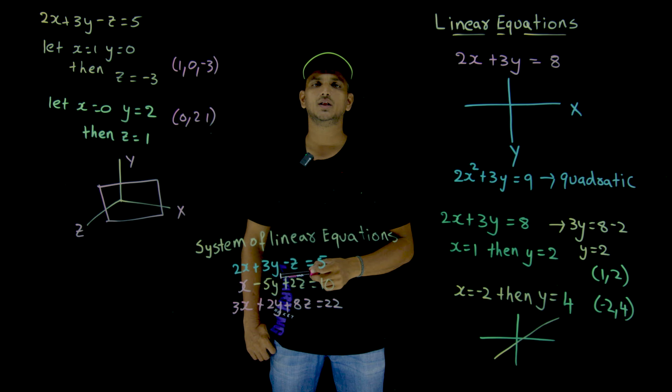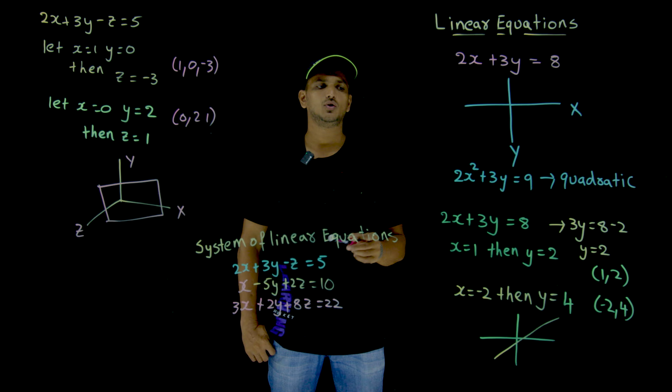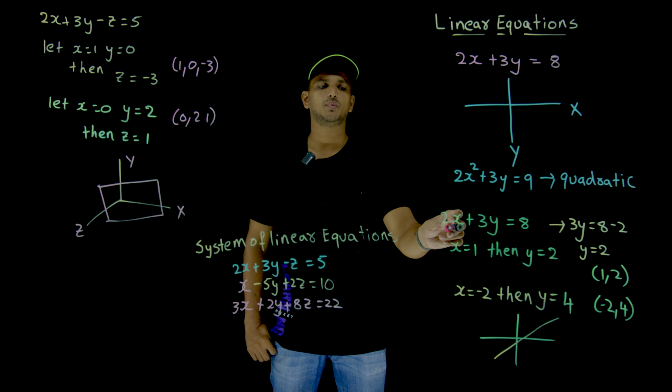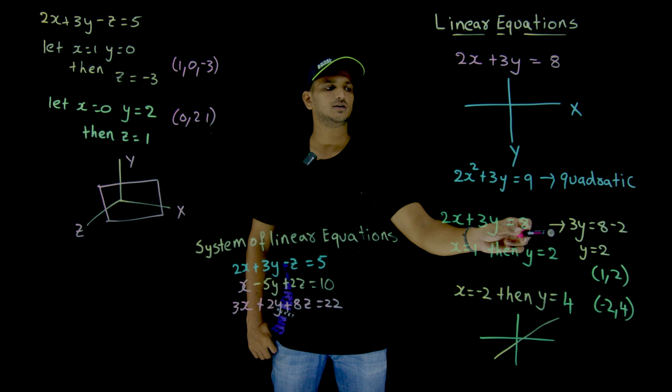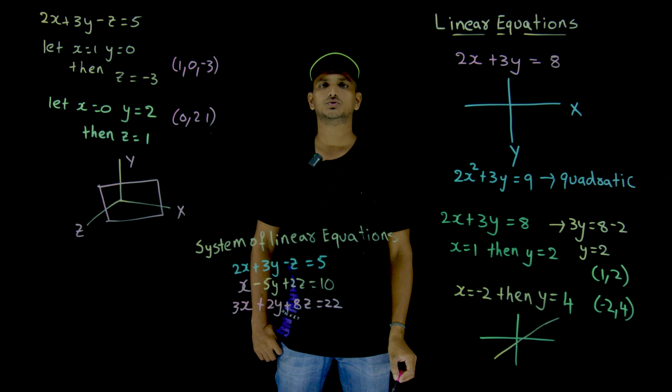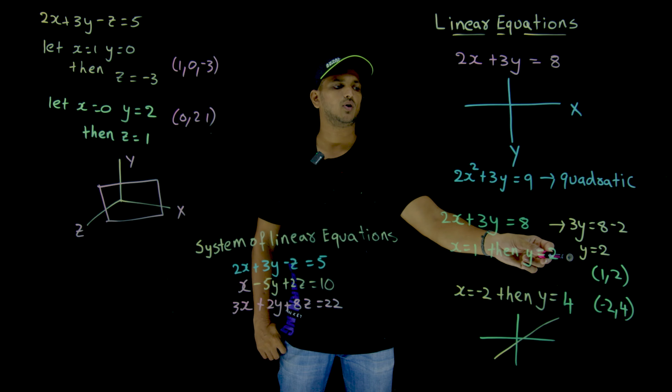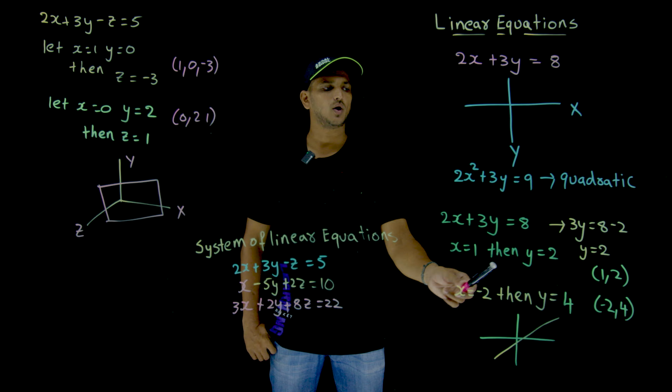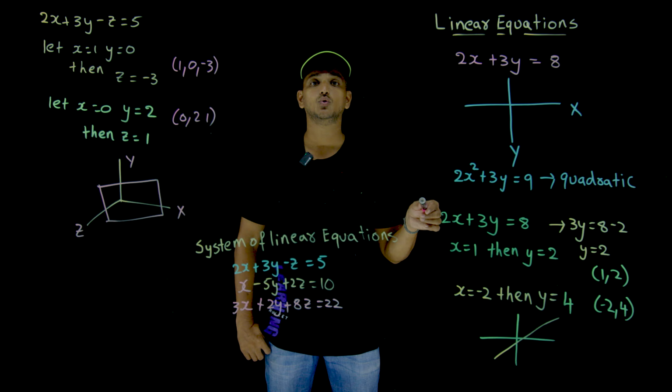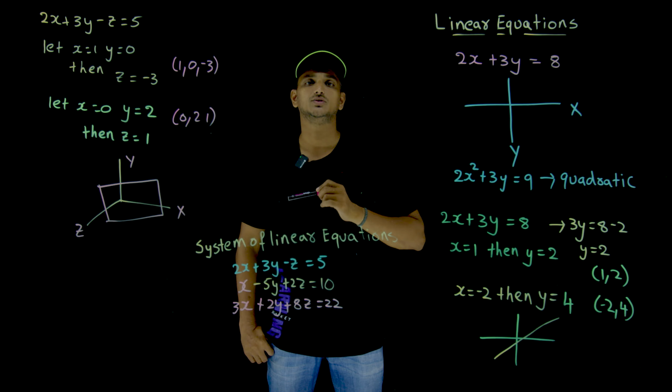Substitute x is equal to 1 in this equation: 2 multiplied by 1 plus 3y is equal to 8. 3y is equal to 8 minus 2, that is 6. y is equal to 2. So (1, 2) is a point that satisfies this equation.